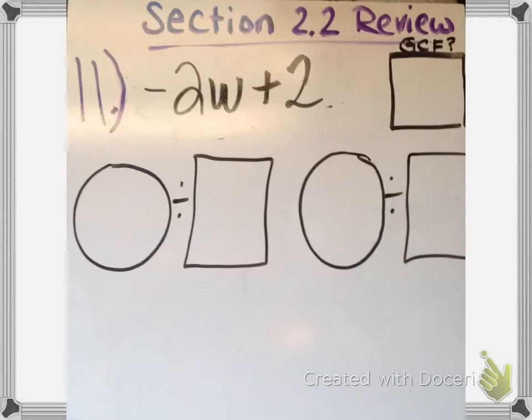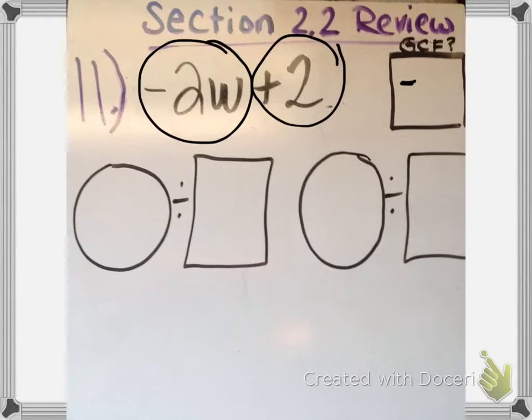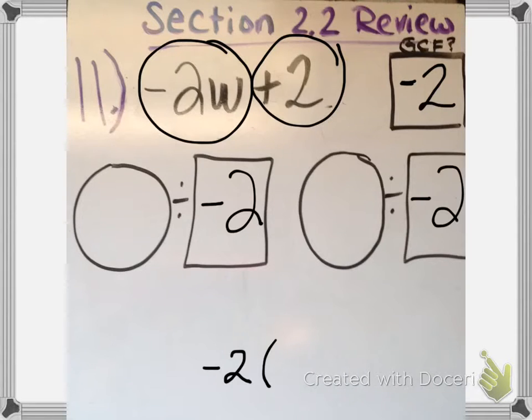Number 11, negative 2w plus 2. What answer did you get? Your first term is negative 2w. It's a negative, so you know that your greatest common factor is going to be negative. Your next term is a positive 2. So we're going to try to find the greatest common factor of 2. Oh, they're the same, so we know that we can divide by 2, and that's the greatest common factor. And the first term was negative, so it is a negative 2. So negative 2 is going to be in our answer before the parentheses, and it is also what we are dividing by in each box.